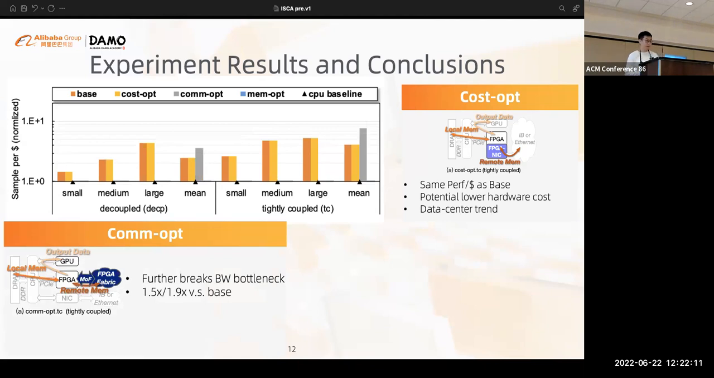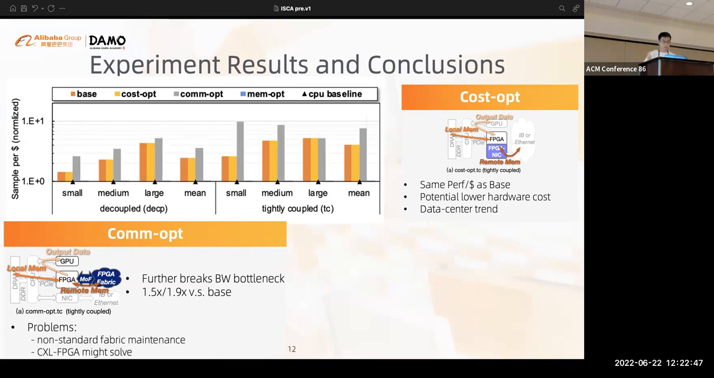And another design is what we call the communication optimized design. In this type of architecture, we don't have to use Ethernet to do inter-machine communication. Instead, we have a dedicated large bandwidth fabric connecting different FPGAs directly. Since this removes the inter-machine communication overhead, that gives you a boost on the performance per dollar compared to the off-the-shelf design. It's almost 1.5 to 2x improvement. However, deploying such a design may be difficult because it has an unknown maintenance cost, since you introduce a non-standard fabric between FPGAs, and also the risk of reliability. That said, if you consider maybe a few years later, when CXL is mature enough to replace all the fabric in the data center, this type of design will make more sense.